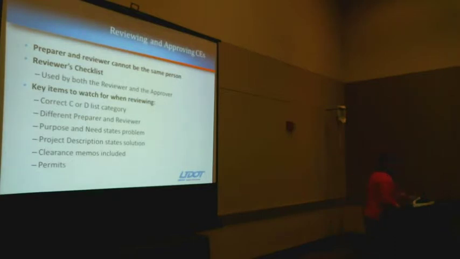So one thing that's really helpful is the reviewer's checklist. This is something we developed as part of the CE MOU, sort of our QC process. We use it as literally just a checklist to go through when you're reviewing a CE. But I think it's good for any document. It's good for consultants to have as well before you submit something to UDOT, just to go through and double check and make sure you have the key things that we're looking for.